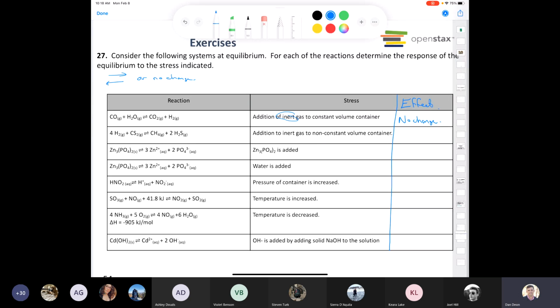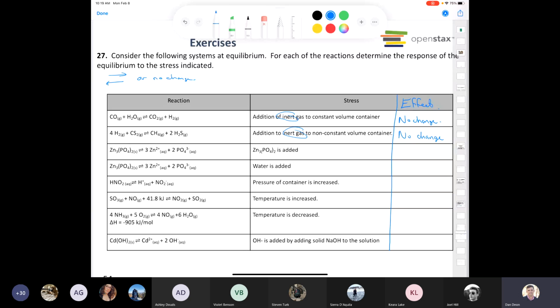Okay, next one, you have 4 moles of hydrogen plus carbon disulfide gives you methane and hydrogen sulfide. And you add an inert gas to a non-constant volume container. Well, the same thing happens. When you have an inert gas, it doesn't change anything, okay? It doesn't change the concentration of anything. So again, we're going to have no change. Why? Because it's an inert gas.